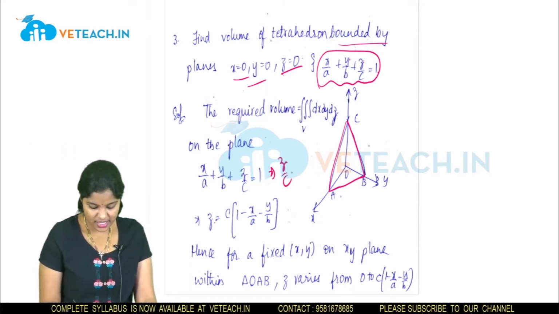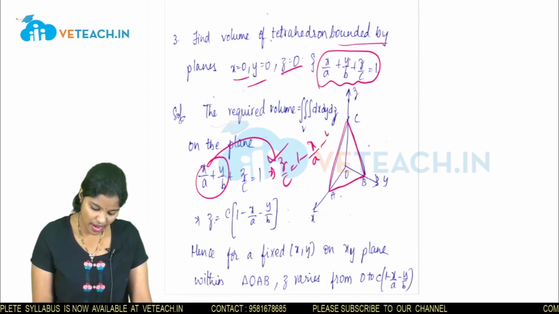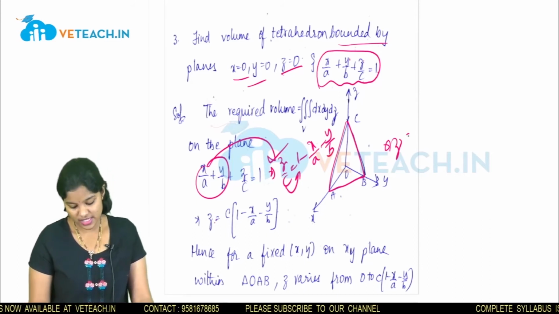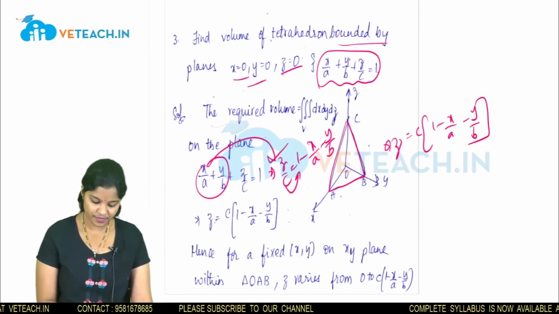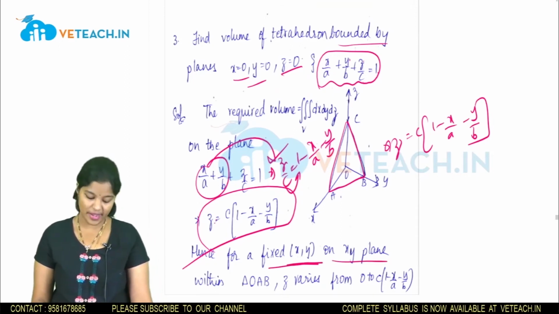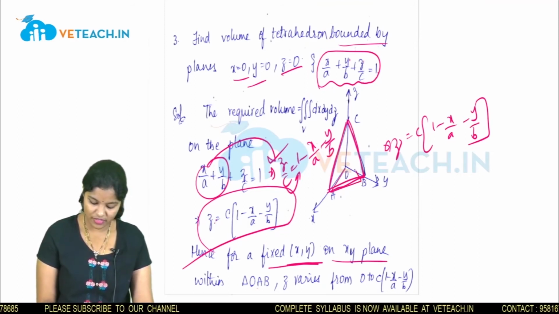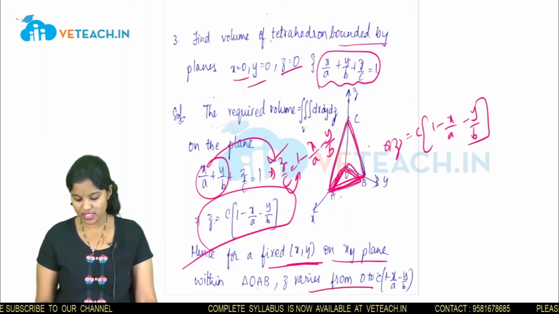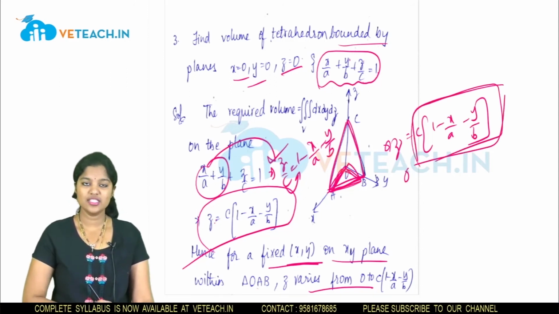So now what can we take from this condition? We see z by c is equals to 1 minus, taking both terms to the other side of the equality, x by a minus y by b. That implies z is equals to, taking this c to the numerator, c into 1 minus x by a minus y by b. Okay, this is the z value. Hence for a fixed value of x comma y on the xy plane within the triangle OAB, within this triangle z varies from 0 to this point which we have found out.